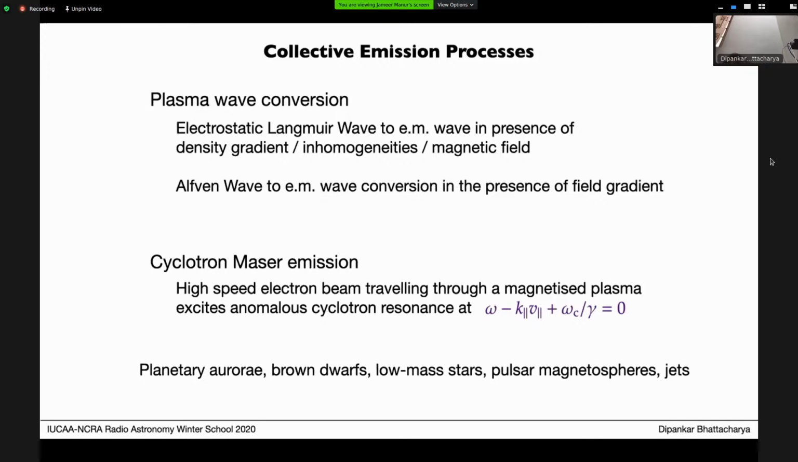The Earth itself is a strong source of radio emission. The Earth's aurora produces a strong source of radio emission at the frequency characteristic of it. So there are planets, brown dwarfs, low mass stars, pulsar magnetospheres, jets, where cyclotron maser emission could be very important. So that is all. I will stop here, and I will conclude my lecture on radiative processes. Thank you very much.